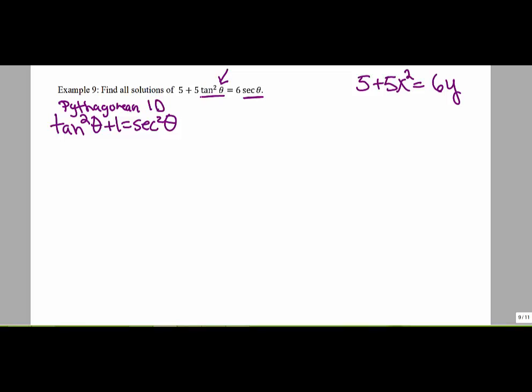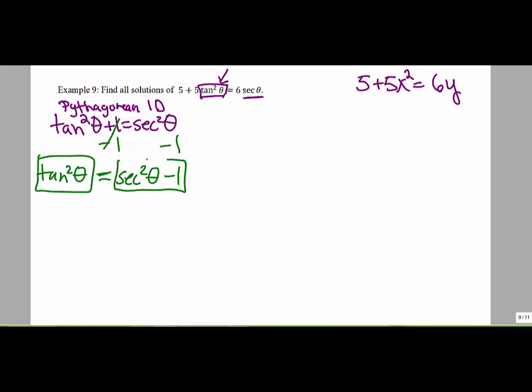We want to replace just tangent squared theta with something that is equivalent to it. So let's subtract 1 from both sides. We get that tangent squared theta equals secant squared theta minus 1. So we can replace tangent squared theta with secant squared theta minus 1. So let's do that.